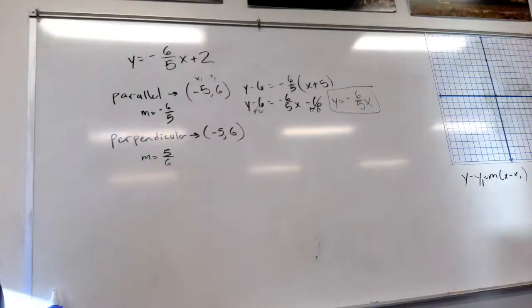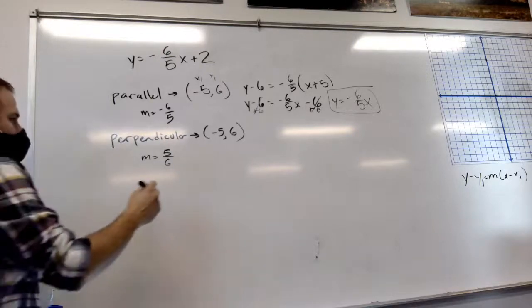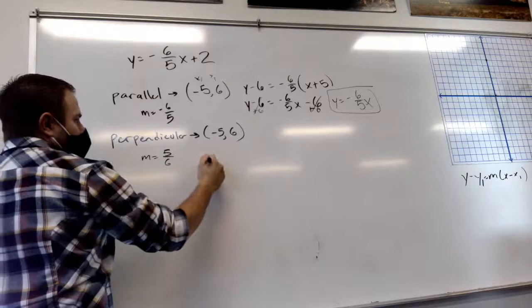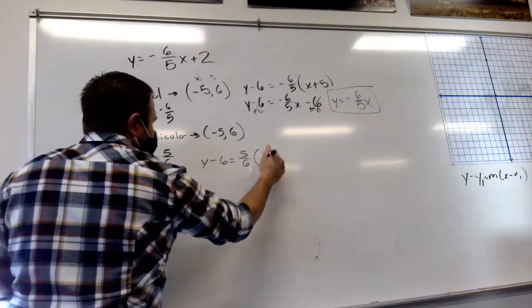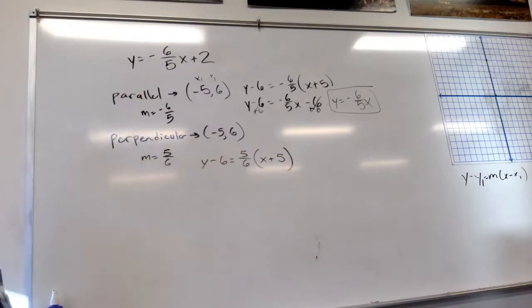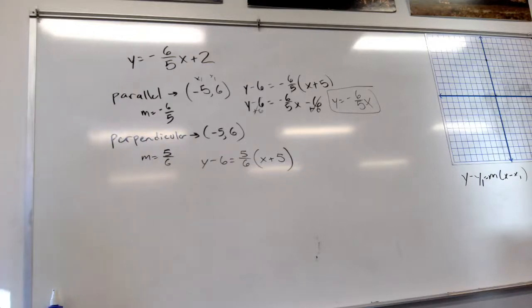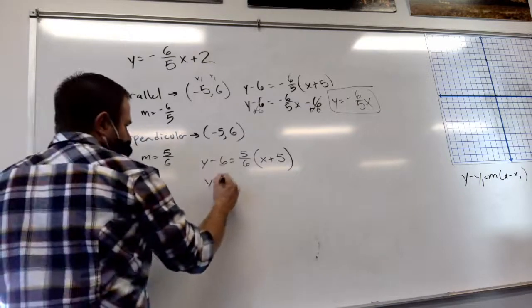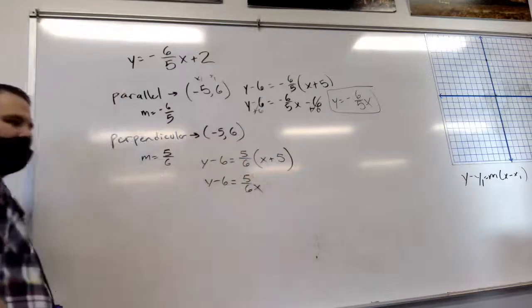Okay, perpendicular. You guys ready? Flipping times, right? Here we go. Flip. y minus 6 equals 5/6 x plus 5. Okay, Trey, what do you got? Well, you see, I think you distribute. Okay, what's 5/6 times x, Trey? 5/6 x. Okay, what's 5/6 times 5?